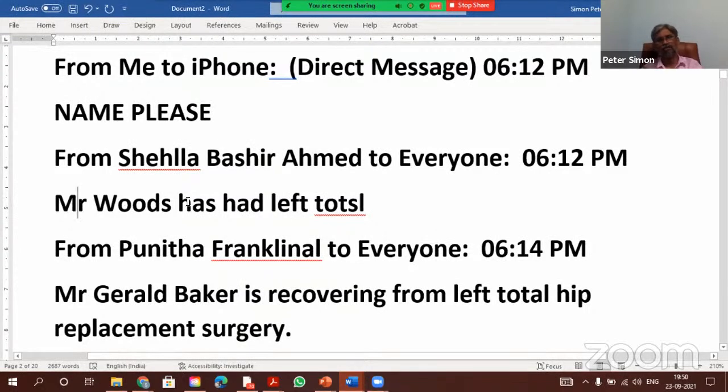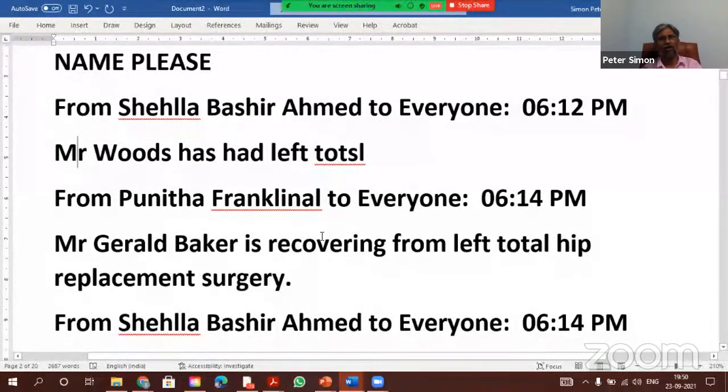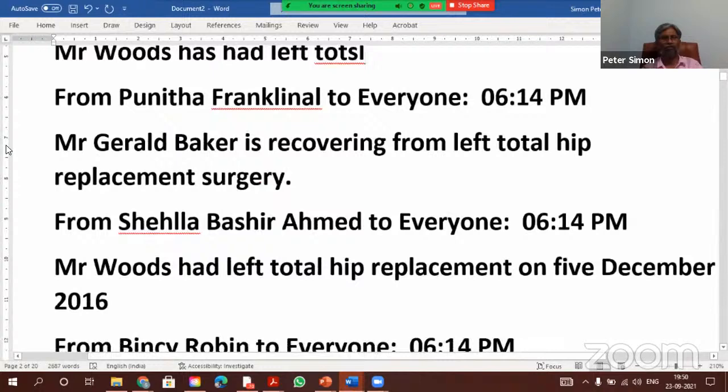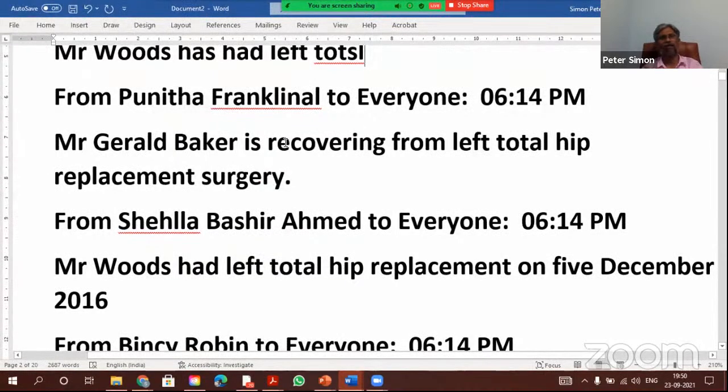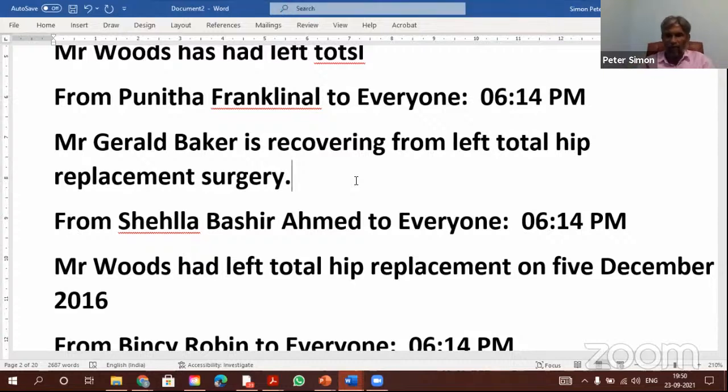Mr. Woods has hand left. No, this is something wrong. So yeah, discontinued. Mr. Gerald Baker is recovering from left total hip replacement surgery. Is recovering means now. It is a continuous process which happens for a prolonged period, not just now. I am watching you now. I am teaching now. This is happening now. But when you are doing it for a long period of time, you know that, and not just recovering. Recovering now means at this moment. Simple present tense. So present continuous tense should be there.